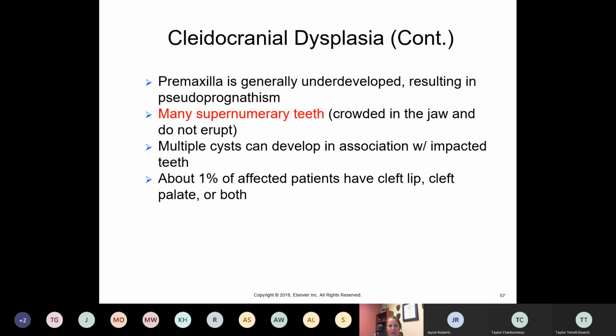The premaxilla is generally underdeveloped, so they have pseudoprognathism because the jaw is so small, and they have many, many supernumerary teeth. This is something to definitely remember. They're very crowded in the jaw, and remember, unerupted teeth can develop dentigerous or follicular cysts. So many times they'll go in and remove these cysts to help prevent those developing into something concerning. About 1% of cleidocranial dysplastic patients have cleft lip, cleft palate, or possibly both.